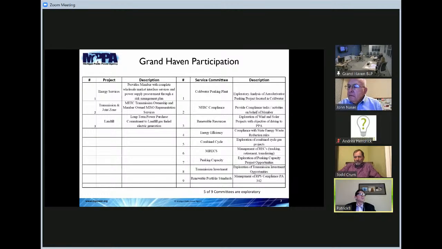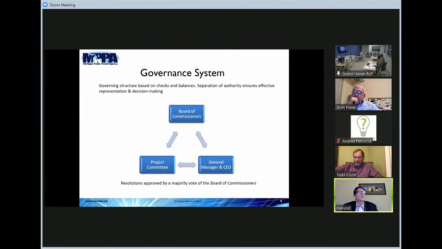On the right, you see a whole bunch of different service committees. Most of them provide exploratory activities, but 4 of the 9 are services that are provided through the committee. And again, those aren't limited only to MPPA members. We do have outside public power utilities that participate in MPPA service committees. Next slide. So the governance system of the agency is really based on separation of authority and checks and balances.